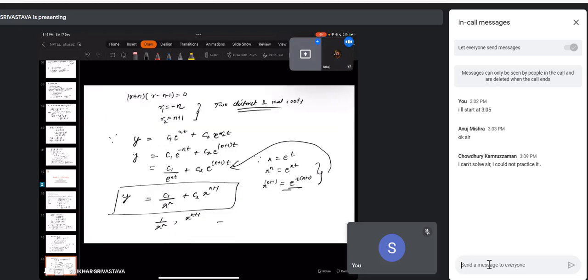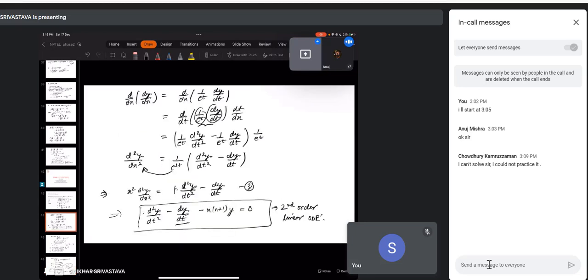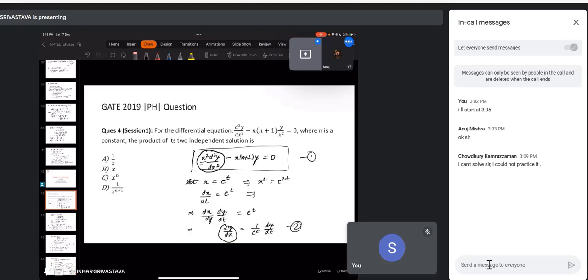So the product is nothing but 1 upon x^n into x^(n+1), so it is x. This is the product of the two independent solutions of this second order linear differential equation. So the correct answer of this question is B. This is the way through which you can solve this Cauchy-Euler differential equation.